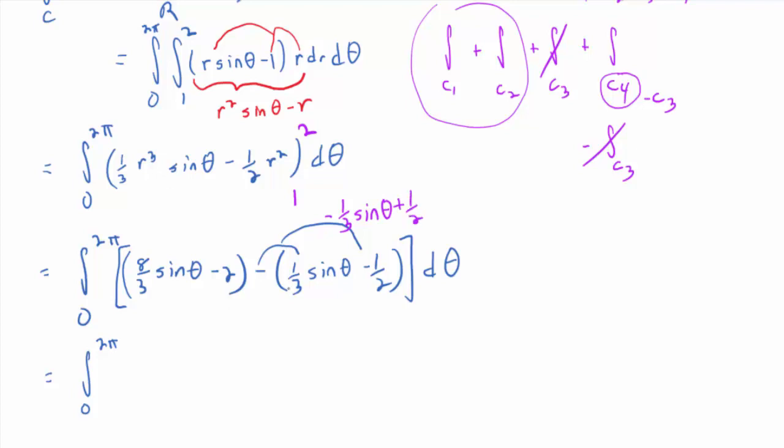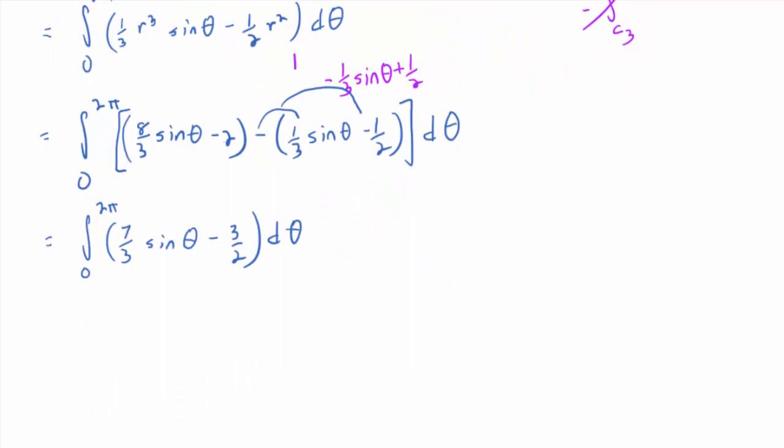So let's add those together. Let's add the minus 1/3 sine theta to the 8/3. What do we get? 7/3 sine theta. And we have a minus 2 plus 1/2, minus 3/2. And then d theta. Okay, everybody in agreement? All right. So let's integrate. What do we get?